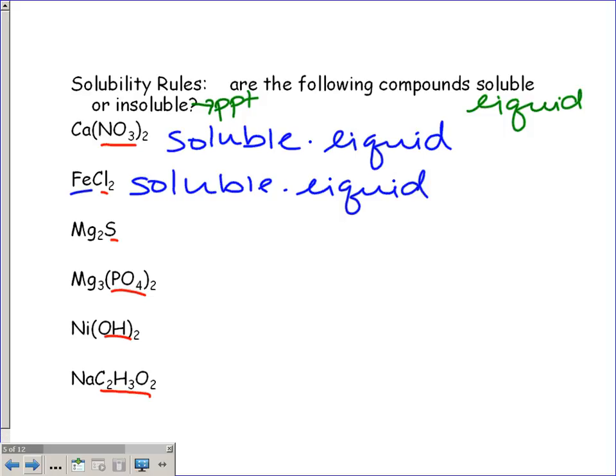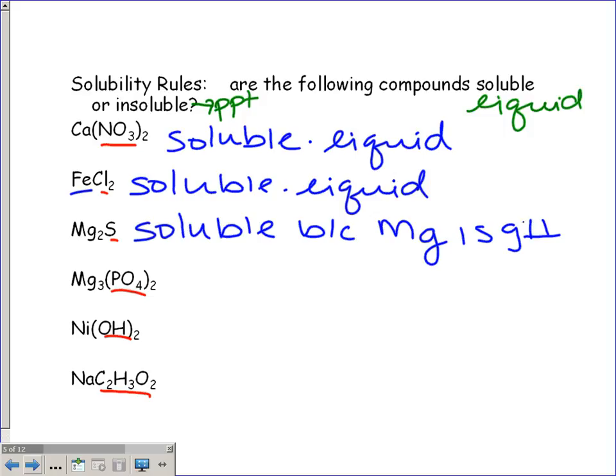Mg2S, magnesium sulfide. Sulfide is going to be listed under the insoluble column. It's the third bullet down. It says all sulfides except group 1, 2, and ammonium. So if I read on my periodic table, where is magnesium? Well, magnesium's in group 2. So magnesium sulfide would actually be soluble because magnesium is a group 2 element. Meaning that if it comes after the exception to one of these rules, it actually shifts it to the other column.